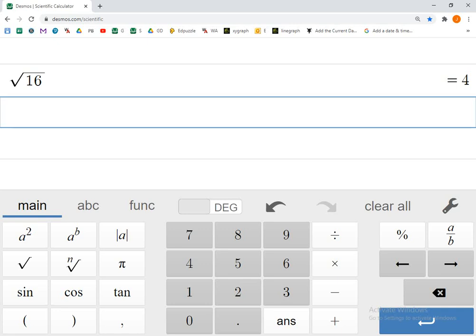No? What's a negative times a negative? Positive, so negative 4 will also work.